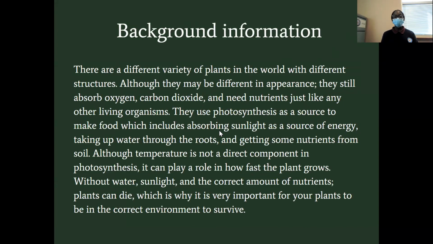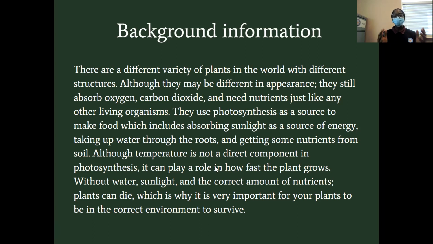Background information. There are different variety of plants in the world with different structures. Although they may be different in appearance, they still absorb oxygen, let out carbon dioxide, and need nutrients just like any other living organism. They use photosynthesis as a source to make food, which includes absorbing sunlight as a source of energy, taking up water through the roots, and getting some nutrients from the soil.